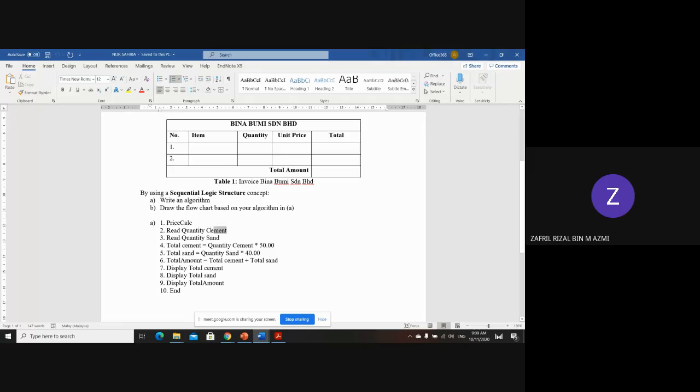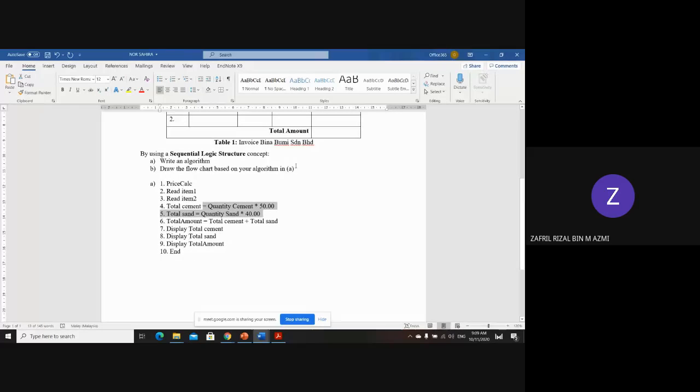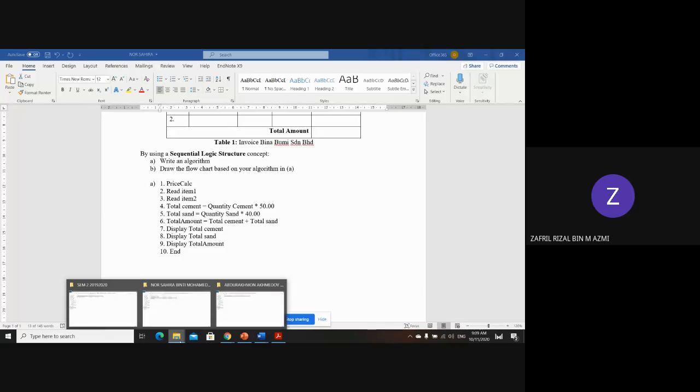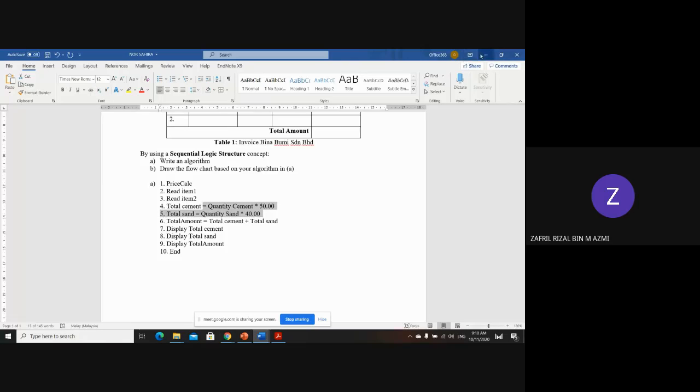So use general variable names. This is for item: read item 1, read item 2, then read quantity 1, quantity item 2, unit price for item 1, unit price for item 2, in general. So this is also wrong, the calculation is also wrong. Alright, make sure you don't repeat this mistake again. I think that's about it.